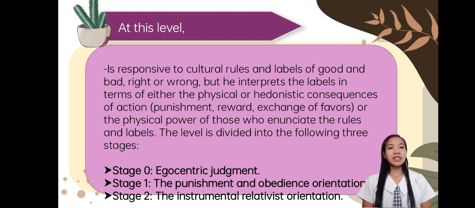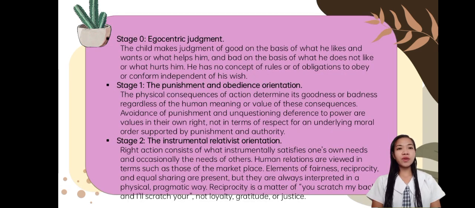So, in this stage is where the children don't completely understand the rules or laws. They are only following the rules that the adults are telling them. The level is divided into the following three stages. Stage 0 is egocentric judgment. The child makes judgment of good on the basis of what he likes and wants or what helps him, and bad on the basis of what he does not like or what hurts him. He has no concept of rules or obligations to obey or conform independent of his wish.